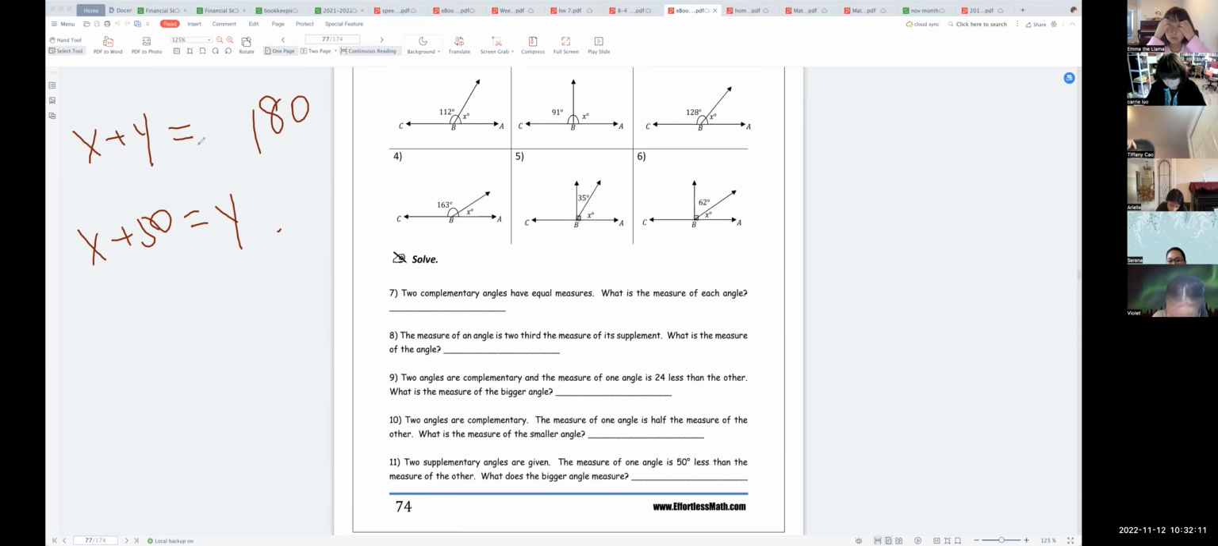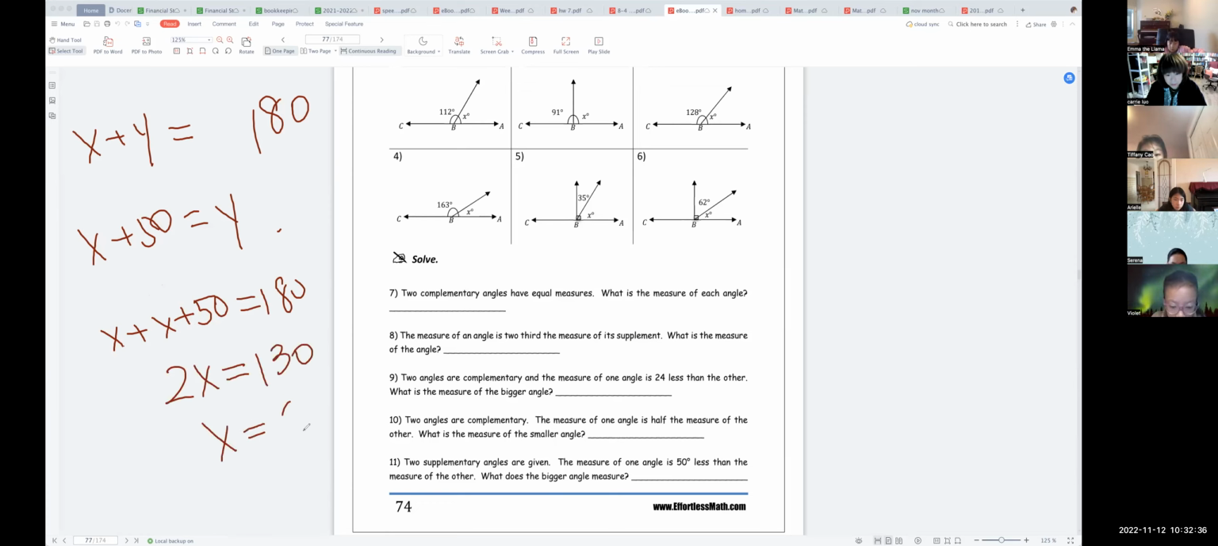I sent my answer to Carrie. Okay, very good. So it's x plus 50 equals 180. So 2x equals 130. So x equals 65, and the other one, y equals 115 degrees. So it's 115. Get it, everybody? I think everybody gets it right. Good job.